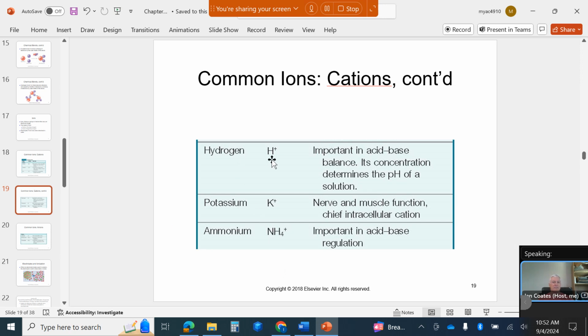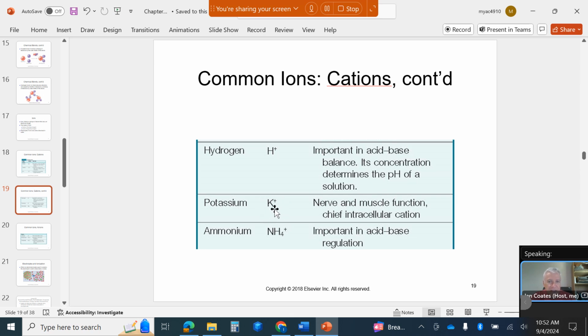More of them here. There's your hydrogen, chemical symbol H+, important for acid-base balance. Its concentration determines the pH of a solution, acidity. Potassium, bananas. And the Latin for potassium is kalium with a K. So that's why the chemical symbol for potassium is K.